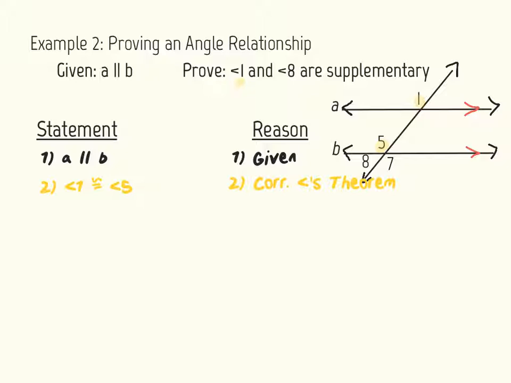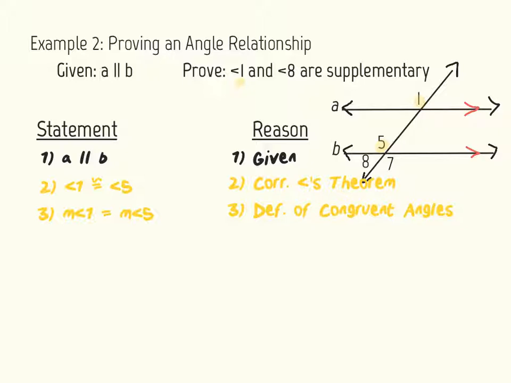Next, I know that I can change congruence into measures of angles. That might help me, so I'm going to do that next. So the measure of angle 1 equals the measure of angle 5, and this is by definition of congruent angles. Alright, so now that I have the measures of angle 5 and 1 in there, I can maybe look at linear pairs or supplementary ideas.